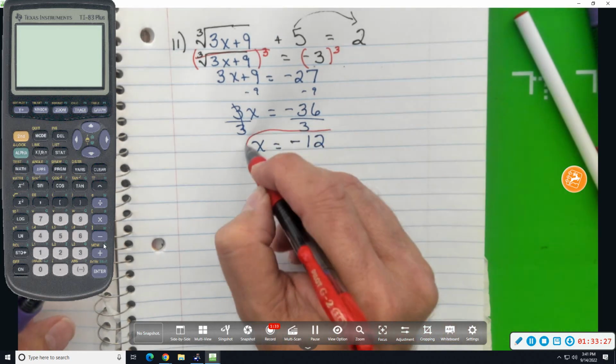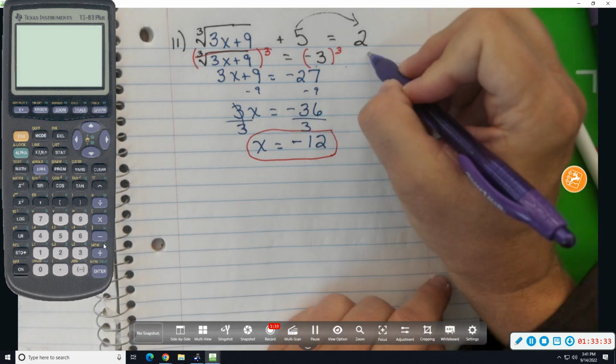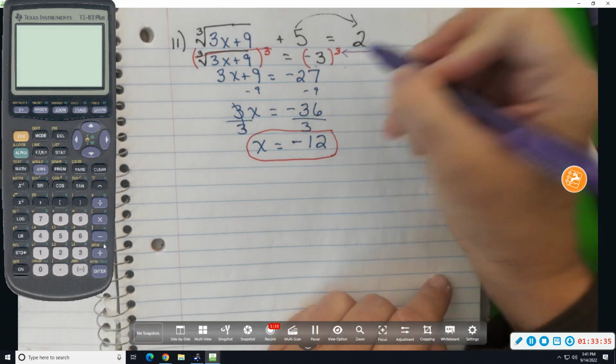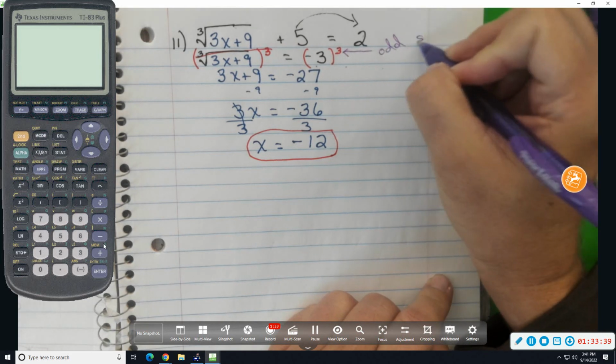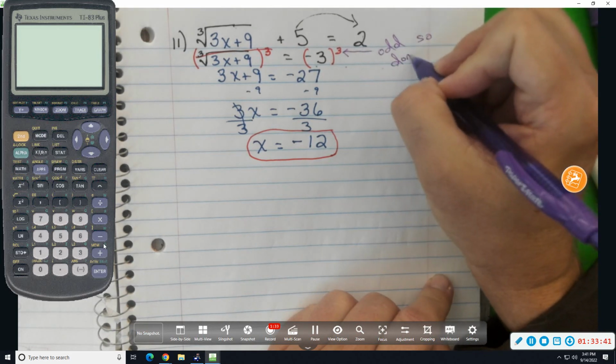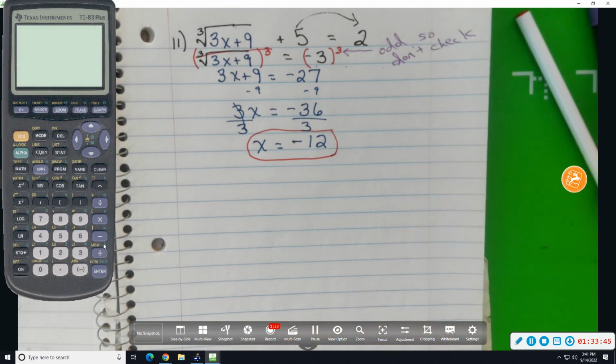No. This course just doesn't keep getting harder and harder. Make a note. That little number right there, the way you raised it to an odd power, it's odd. So don't check. You can check if you want to. It's just not necessary. That's when you raise both sides to an even power that you have to check.